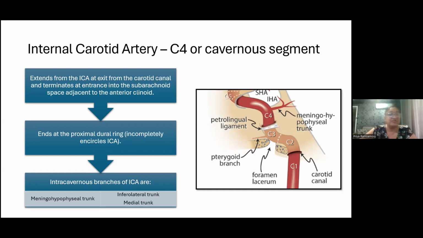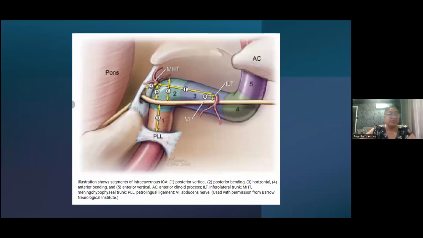And the intracavernous branches of the ICA, which become very important, are the meningohypophyseal trunk, the inferolateral trunk, and the medial trunk. The meningohypophyseal trunk is the largest and most proximal, and we would go into the different branches of the meningohypophyseal, inferolateral trunk, and medial trunk. So I hope that we're all following along in terms of where we are from C1, 2, 3, and 4.